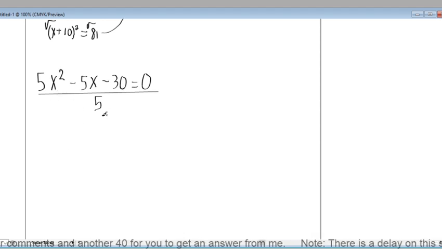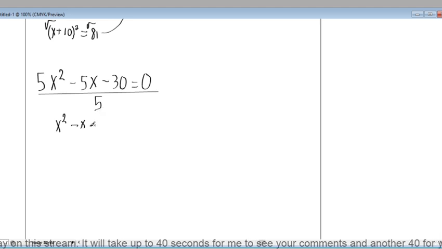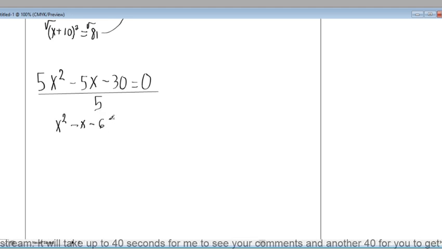Okay, so 5x squared divided by 5 is just x squared. Gives us our leading coefficient of 1. That's good. Negative 5x divided by 5 is negative 1x. Negative 30 divided by 5, that's going to be 2. I'm sorry, not 2. What am I saying? It's going to be negative 6. 0 divided by 5 is still 0.